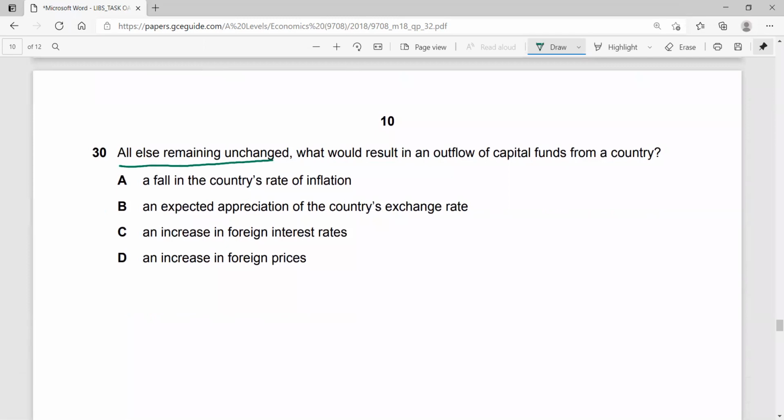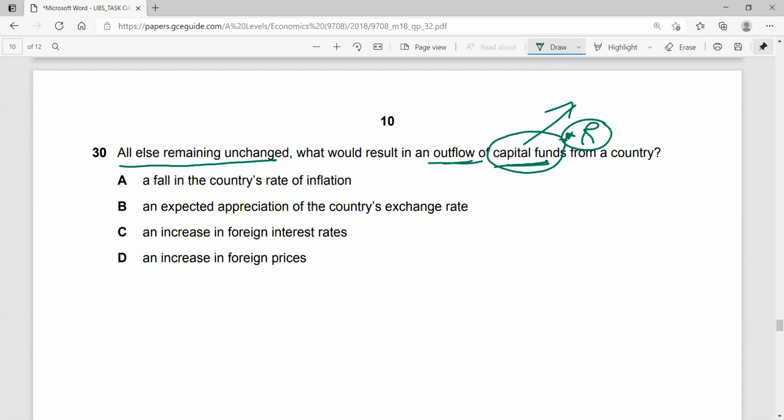All else remains unchanged. What would result in an outflow of capital funds from a country? So like the money people have saved in your country or kept or invested in your country, what should happen such that the money just goes away to another country or back to the home country? Usually this is linked to some sort of variation of interest rate fluctuation. But let's look at the options before we make a comment like that.